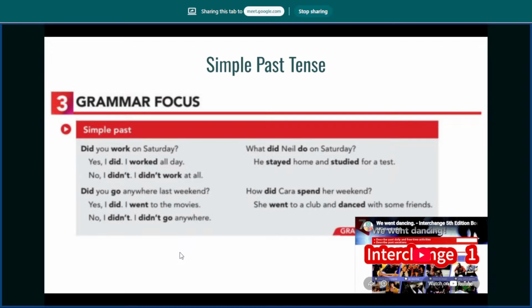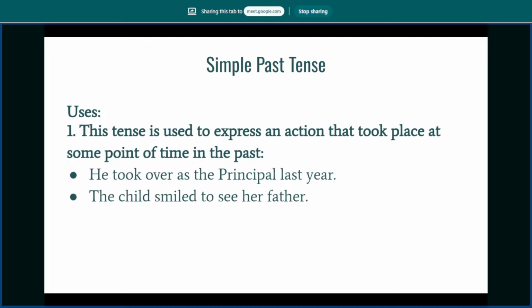Okay. Now, as I said over here, we are going to look at the simple past tense. हमने already हमारा simple present tense complete कर दिया है and present continuous tense complete कर दिया है. Right? Now, we are going to get started with our simple past tense. Now, first, of course, as usual, we are going to look at the uses. So, when do we use our simple past tense?